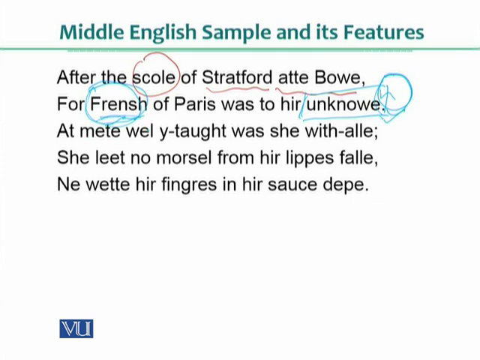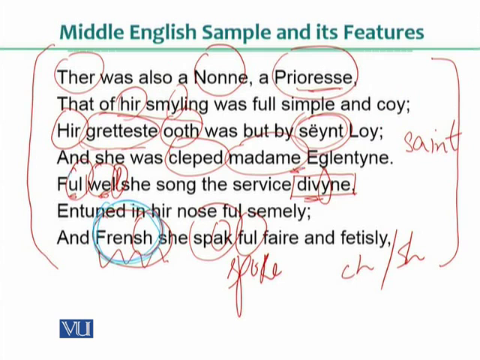"At meat well y-taught was she with alle. She leet no morsel from her lippes falle." Now we use let; here it is lit. Here double P is used. Compare this with the previous choices of full and well. Single L's were used after the vowels.